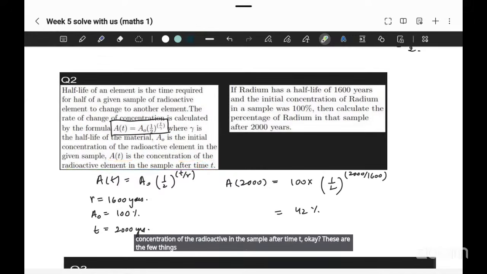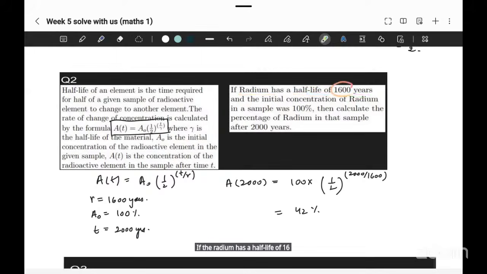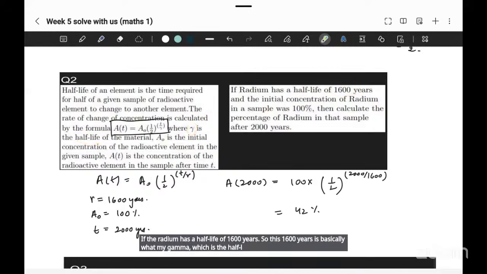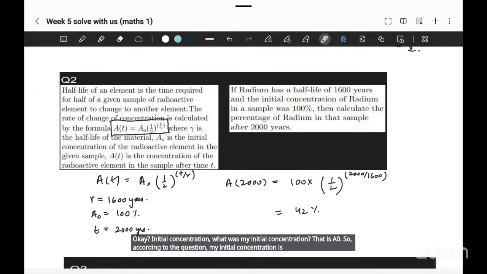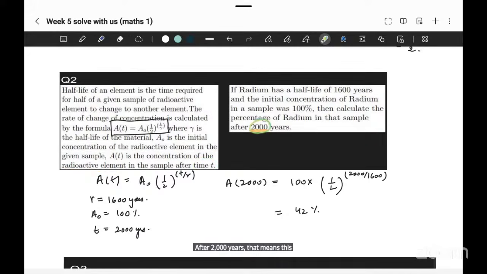Now, what the question is asking: the radium has a half-life of 1600 years. So this 1600 years is my gamma, which is the half-life. What was my initial concentration? That is A naught, so according to the question, my initial concentration is 100%. Then calculate the percentage of radium in that sample after 2000 years. What was my A_t? A_t is the concentration of the radioactive element after time t. So we need to find A_t after 2000 years. That means this is my t. So I have all these values. Just put it in this formula.